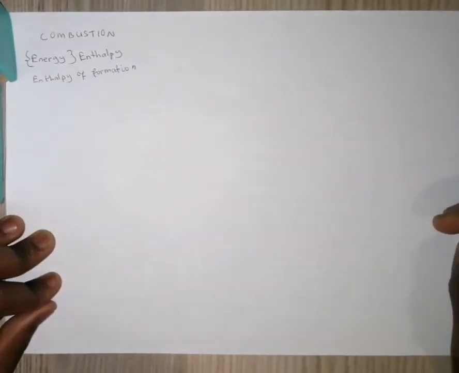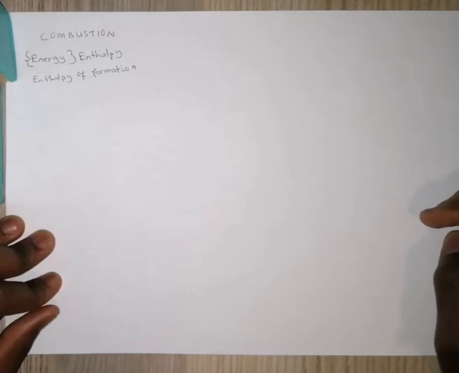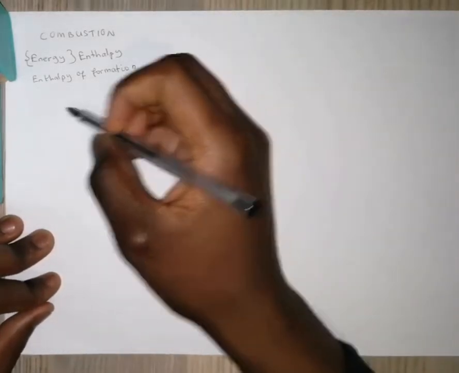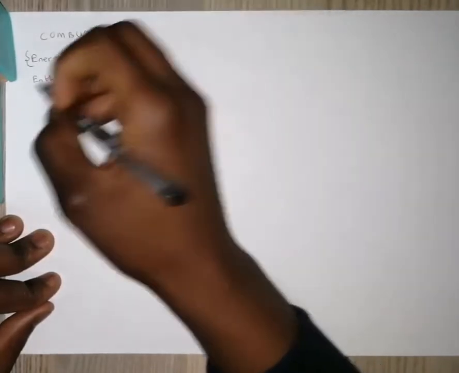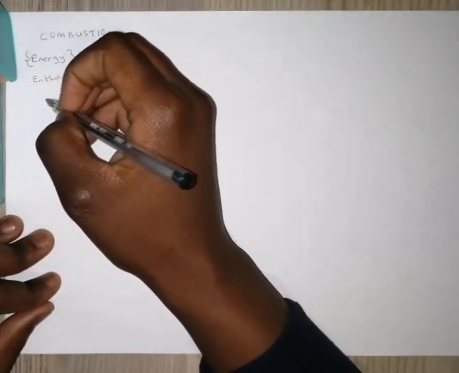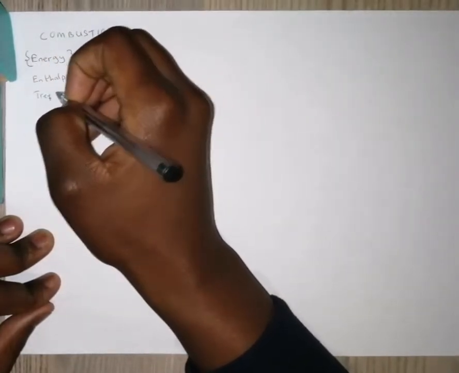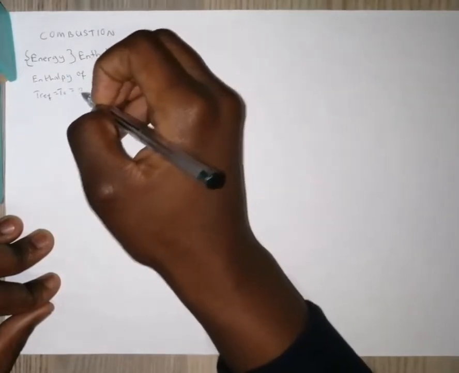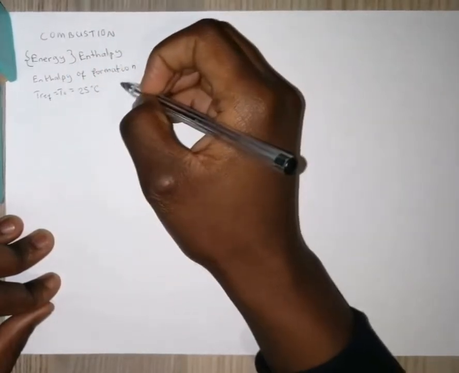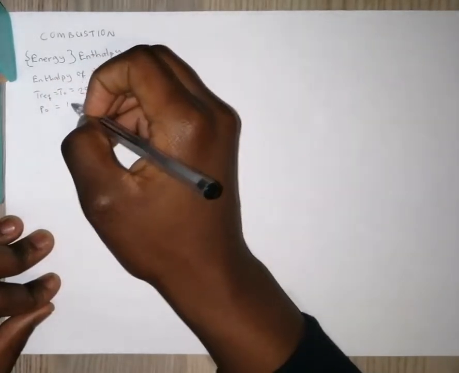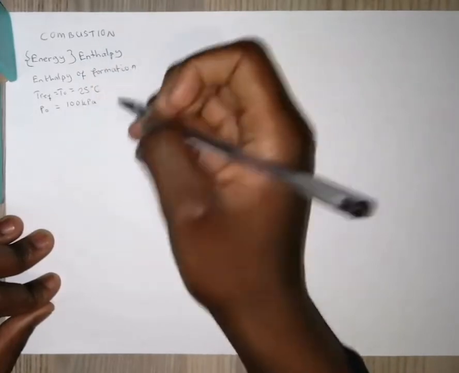So the enthalpy of formation is basically the amount of energy that is needed to break up a molecule into single elements. Bear in mind that for pure elements, first we're going to the reference temperature, T0, which is equal to 25 degrees Celsius, room temperature. Then the reference pressure will be equal to a normal 100 kilopascal.